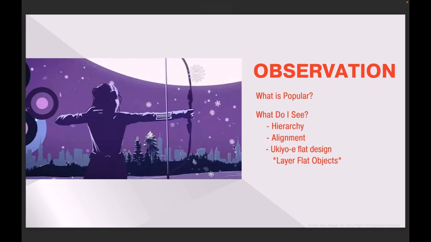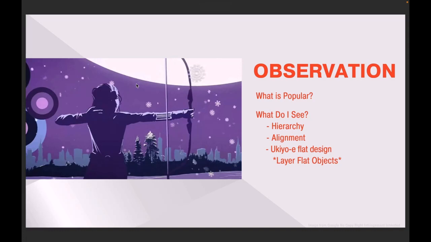I just finished watching Hawkeye, which I'm a little late to, but it is amazing. I loved the whole art style of it. What is popular within Hawkeye and what do I see? Very similar to Only Murders in the Building, we are seeing this flat design. Ukiyo-e, I believe it's pronounced. This is a type of woodblock printing and paint design that dates all the way back to 17th century Japan. Currently, we are seeing this reoccurring with a modern take on it.